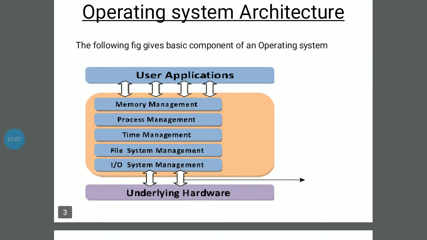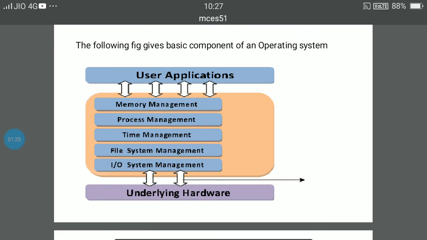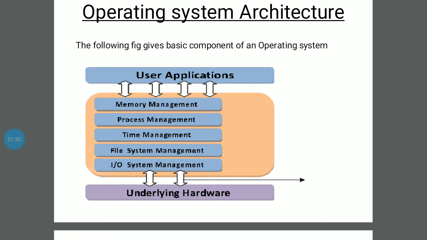Now this is the basic component of an operating system. You can see the user application and underlying software, and these are the services that are provided by the kernel. Whatever services are there in the operating system are provided to the user application through the application programming interface. Here you can see the arrow mark between the user application and memory management, that occurs through the application programming interface. And between the IO system management and the underlying hardware, there is an arrow mark, that block and the underlying hardware are connected through the device driver interfaces.